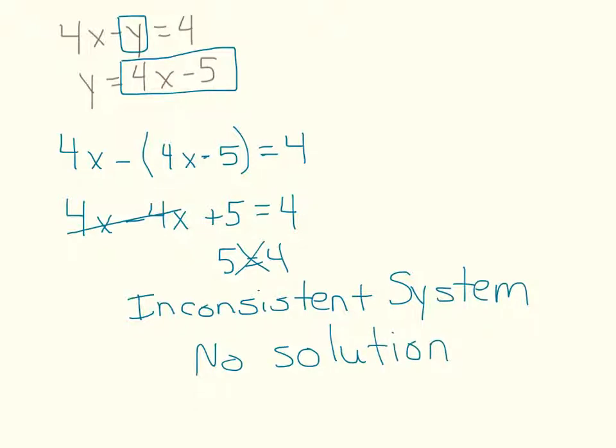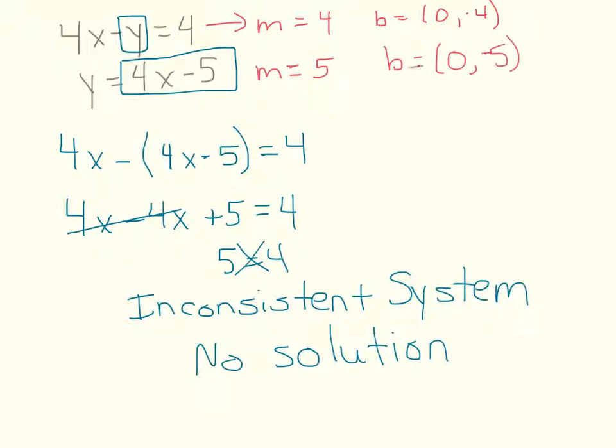Now we could have seen that right away by noticing that the slopes are the same. So in this first equation, your slope would be negative a over b, which would be 4. And in the second equation, your slope is also 4. However, they're not the same equation because the y-intercepts are different. In the first one, your y-intercept is 0, negative 4. But in the second one, it's 0, negative 5. So because those are different, we know that they're parallel lines, not the same line.